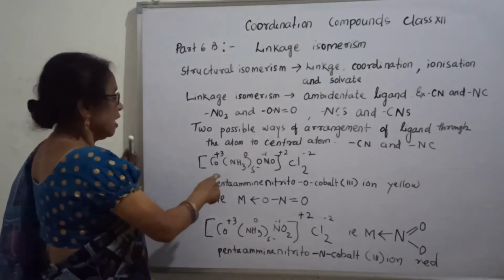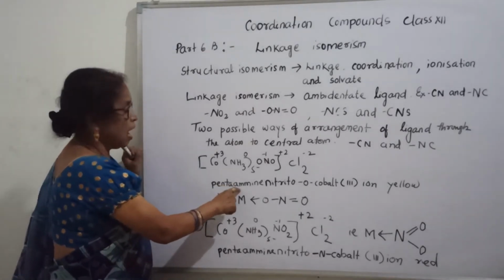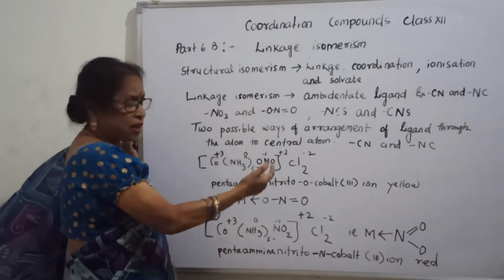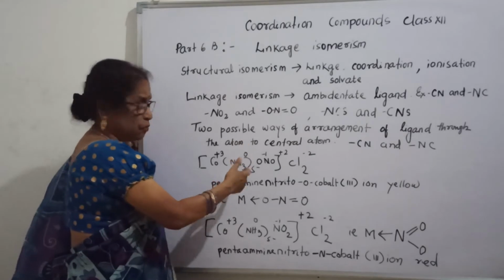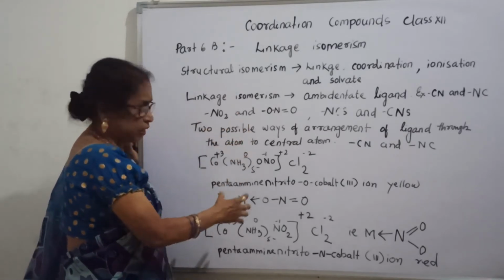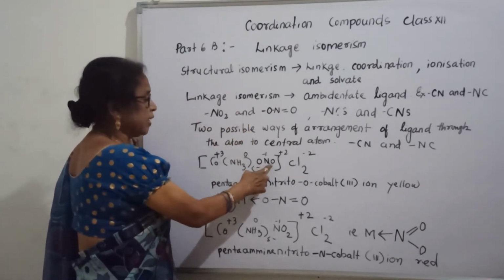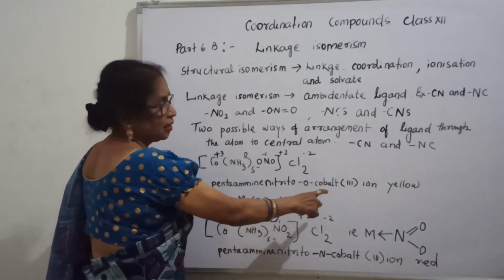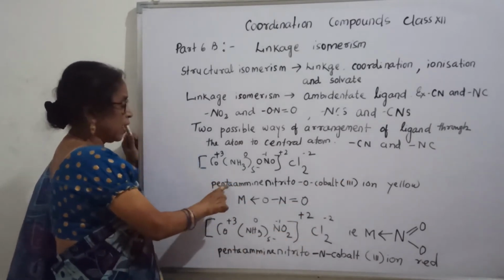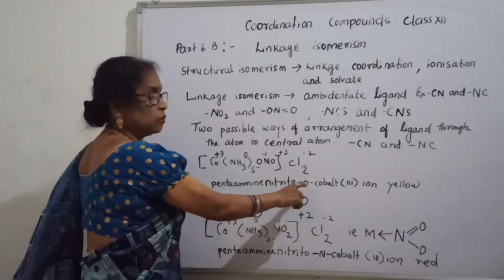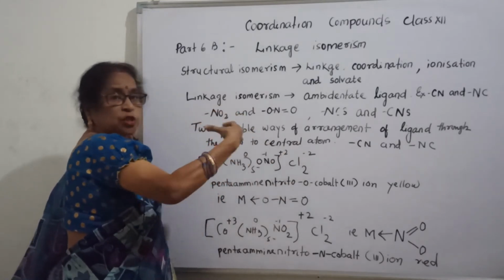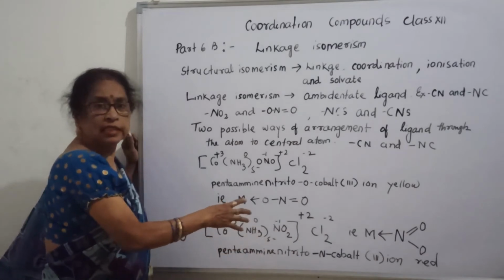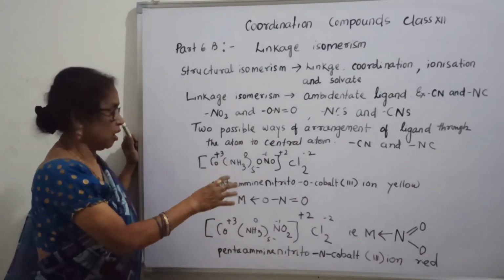What is it? See, ammine starts with A and nitrito starts with N. Which will come first according to alphabetical order? Ammine. How many times is the ammine present? Pentaammine, nitrito-O, cobalt(III) ion. Pentaammine, nitrito-O means oxygen, because oxygen is attached to the central metal atom. Cobalt(III) ion. This is the yellow colored one.